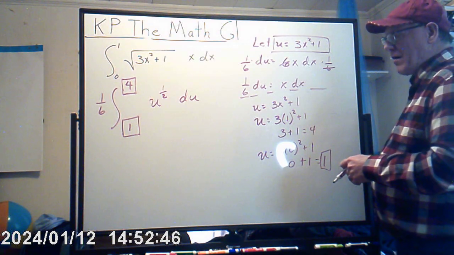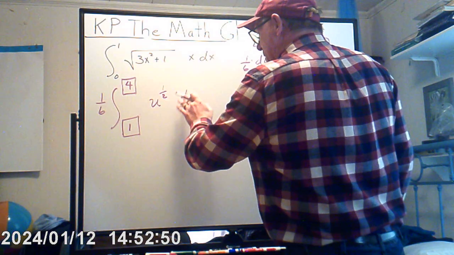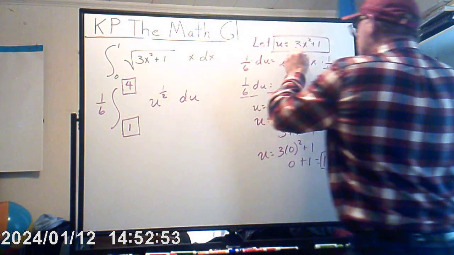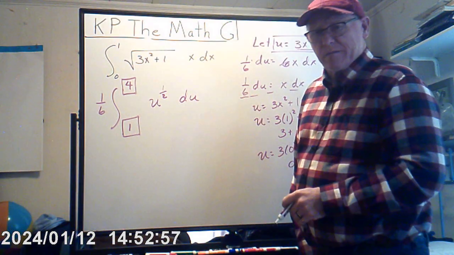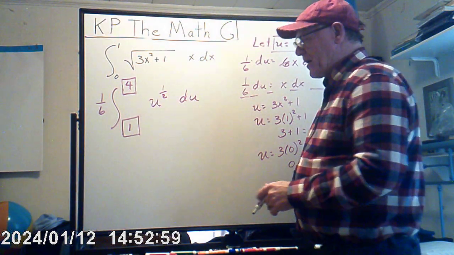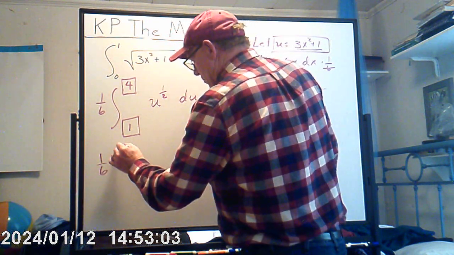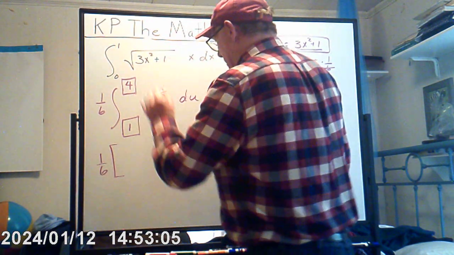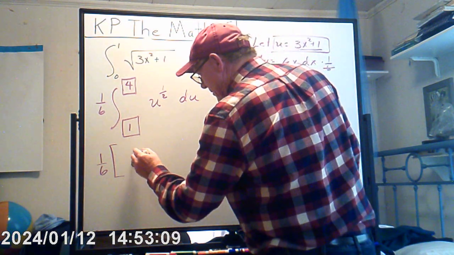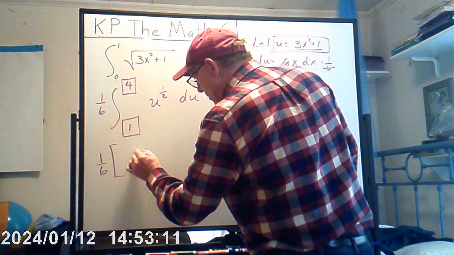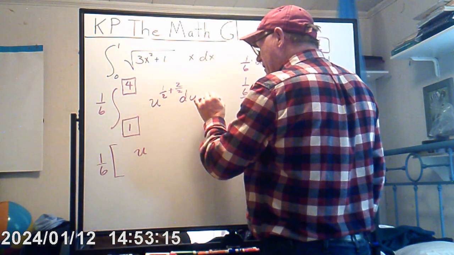So now we're doing it this way. And instead of substituting u back in, we're going to leave it in terms of u. And you still get the same answer. So 1/6, we're integrating from 1 to 4. So this is now still u. Remember we added 2 halves. That's still u to the 3 halves.